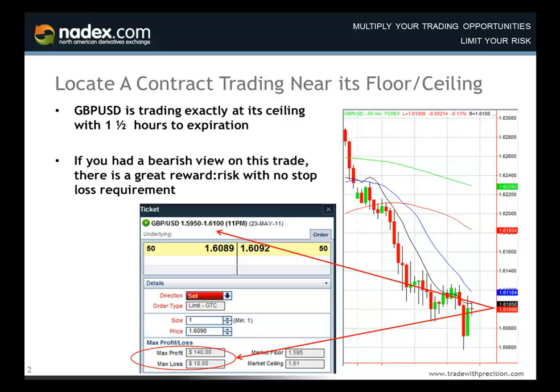If you had a bearish view on this trade, there's a great reward to risk setup with no stop loss requirement. So if you catch a runner on this one, it's a great setup. Your worst case scenario is a 10 pip loss if you're wrong on the trade, but you have a potential 140 pip profit if you're right on this short setup.